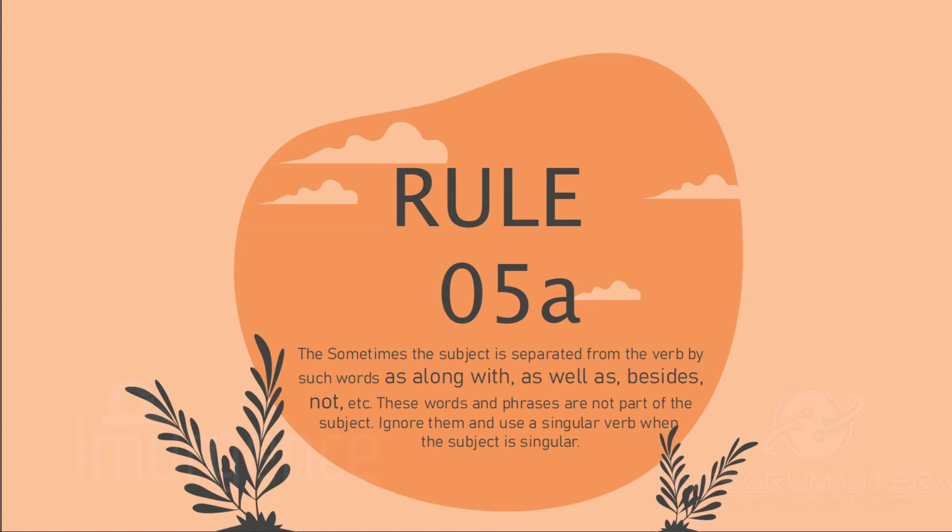So moving on, rule number 5. Sometimes the subject is separated from the verb, by words such as along with, as well as, besides, not, etc. These words and phrases are not part of the subject. Ignore them and use a singular verb when the subject is singular. Basically, whenever you use words like along with, as well as, besides, not, etc., you always go ahead and use a singular verb form, no matter what kind of verb we use there.